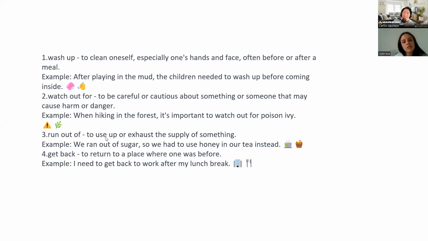When you use something and maybe it is disappearing because you are consuming everything or you are consuming all of them. For example, I had 10 batteries. Yesterday I had 6 batteries and today I have 2 batteries. I am running out of batteries. Se me están acabando. I am running out of. Then we have get back, you know, return to a place where one was before. I explained this, get back.